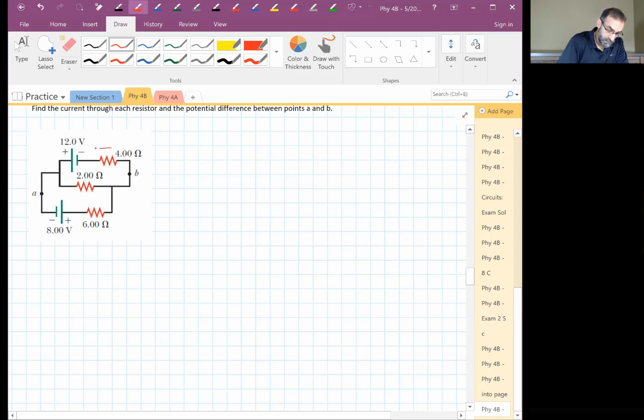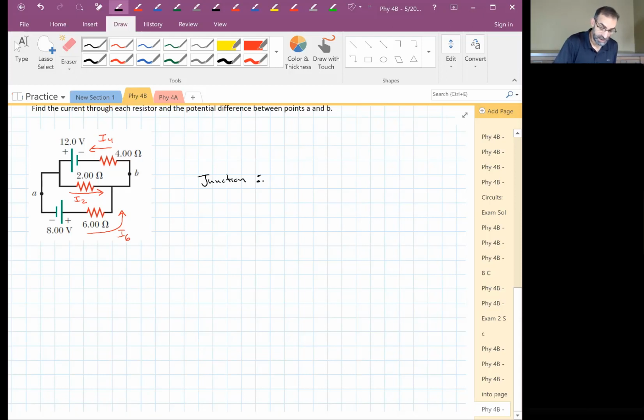I'll call this I4, and I'll pick the direction of the battery. Usually the current goes in the direction of the battery, right? I'll call this one I6. And since the 12-volt battery is bigger than the 8-volt battery, I'll guess that the current's going to the right through the 2-ohm resistor. I'll call that I2. So I've guessed my directions of the currents, and I can come up with a junction rule. I4 is equal to I2 plus I6.